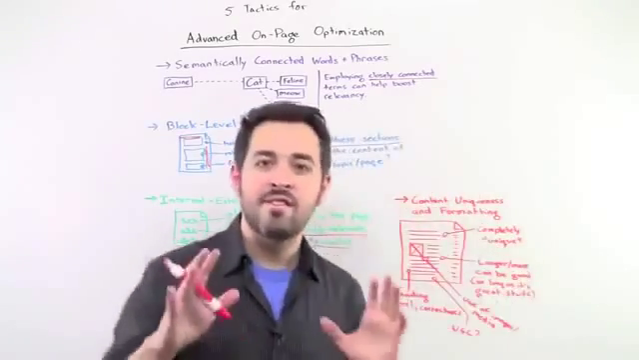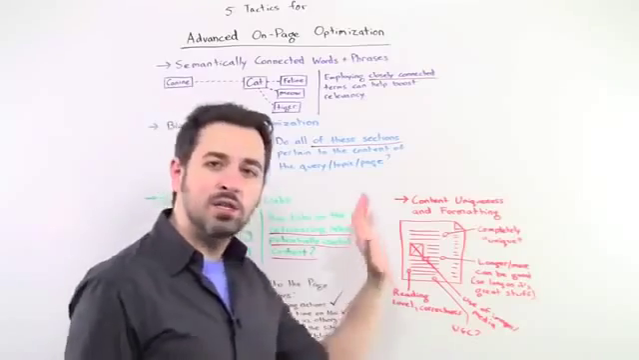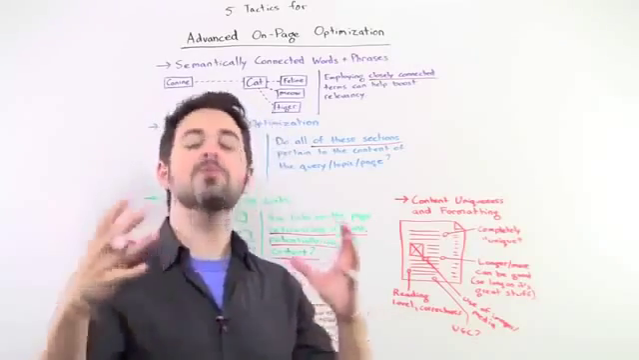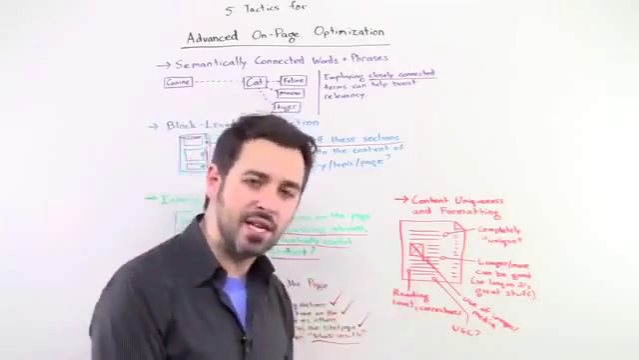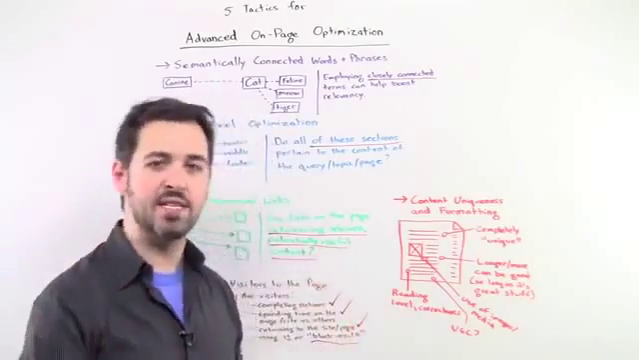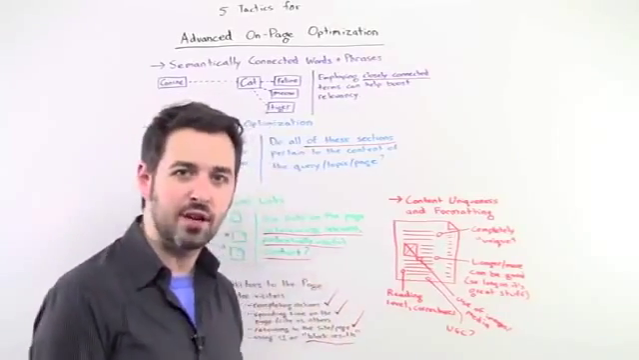5th, and finally, some content uniqueness and formatting. So you're all aware of sort of duplicate content issues, thin content issues, the Panda stuff that happened earlier this year that affect a lot of websites.